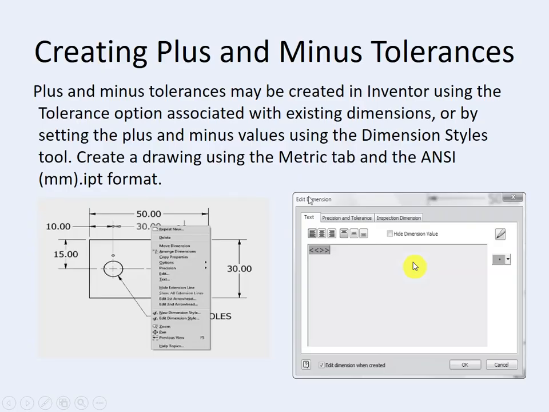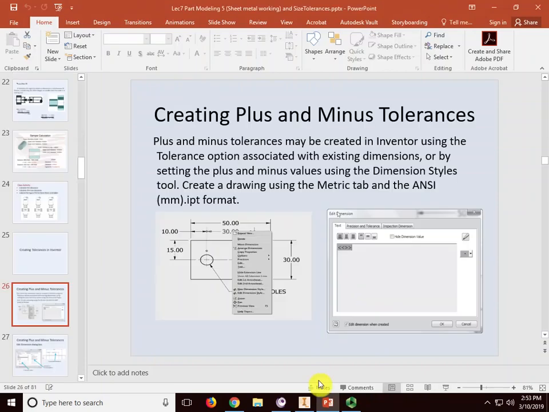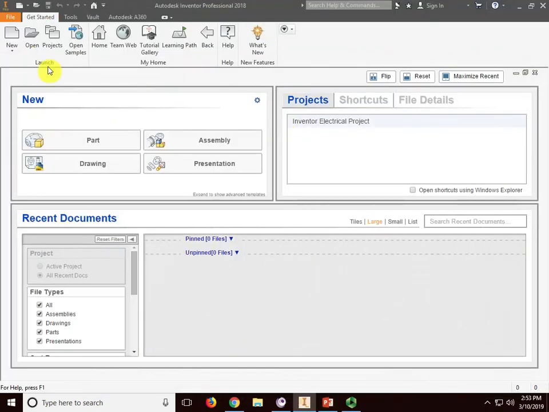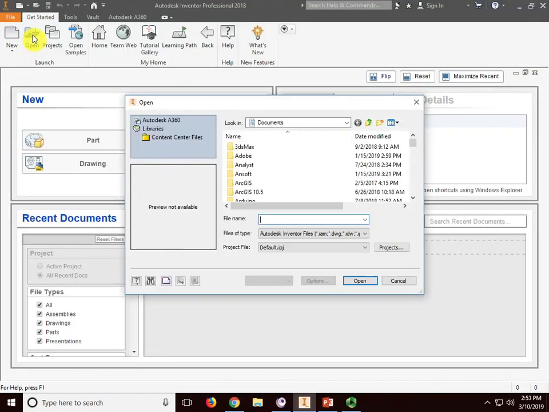Now how can we create these tolerances and write the values on Inventor?